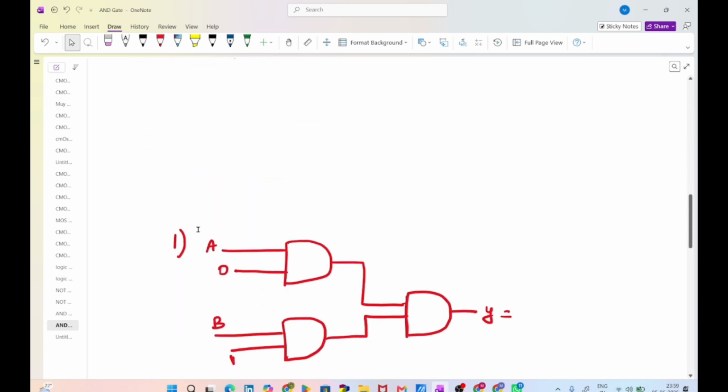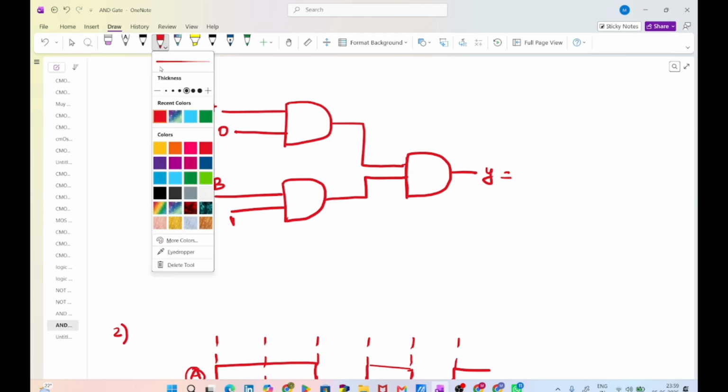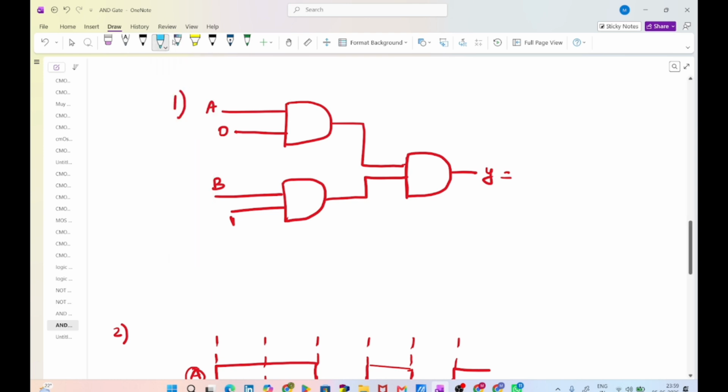Let us discuss the examples here. We actually need to find Y in the circuit. When one input is A and the other input is 0 for the AND gate, we know that the output will be 0. Here, one input is B and the other is 1, and B dot 0 is 0. We know that the output will be 0.